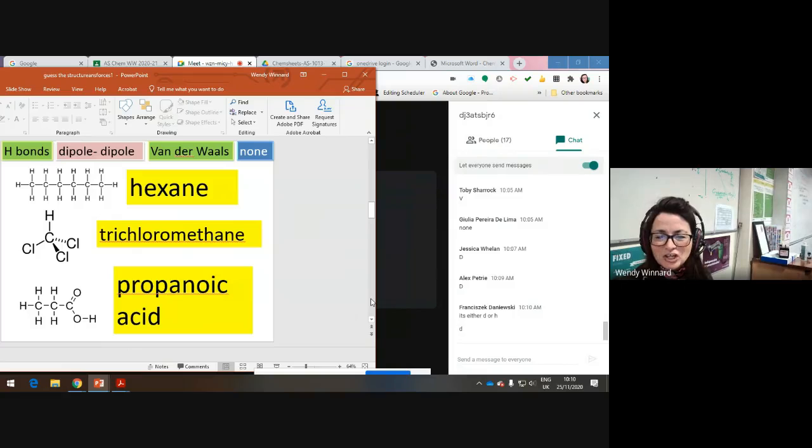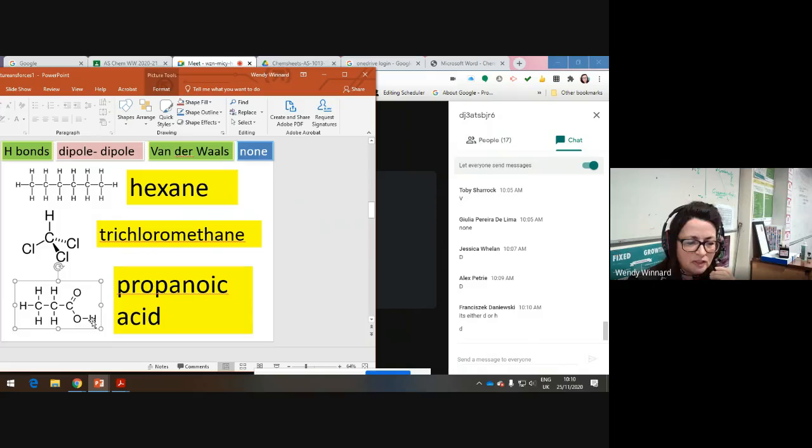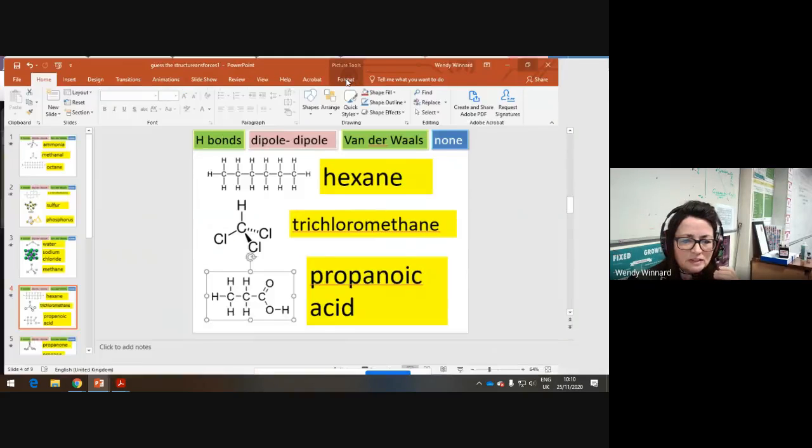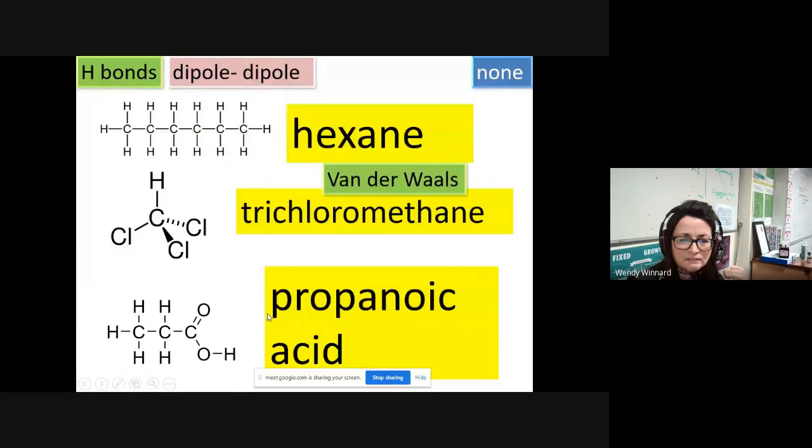It's H. Could you tell me now, looking at its structure, how do we know it can hydrogen bond? Is it because the hydrogen is directly bonded to the structure? Yes, can you see the hydrogen is directly bonded here? So that's van der Waals because it's non-polar.